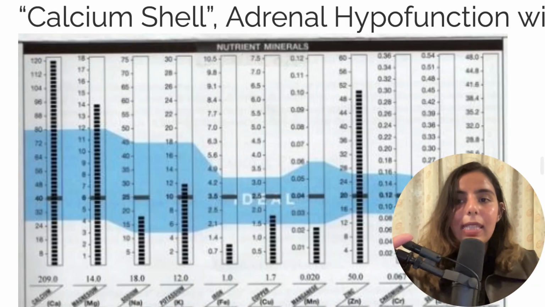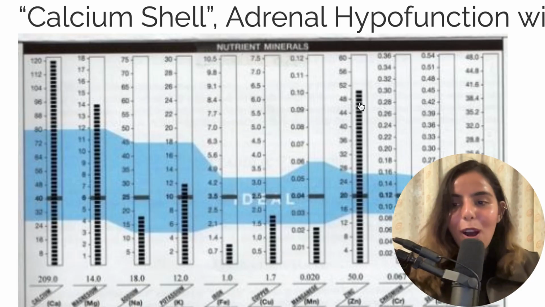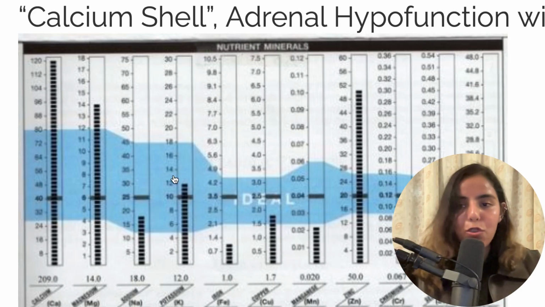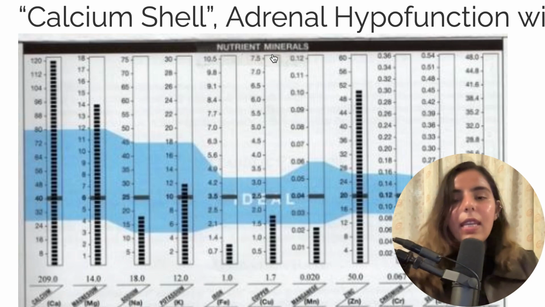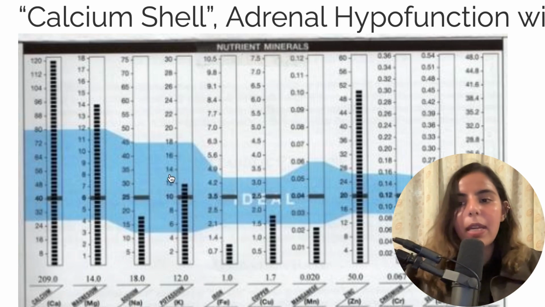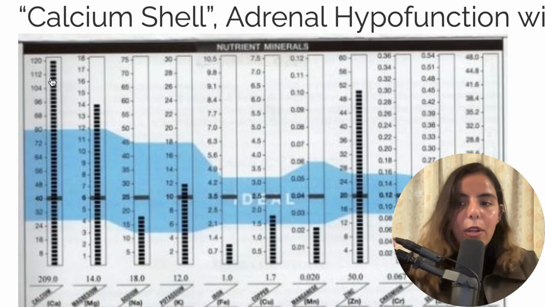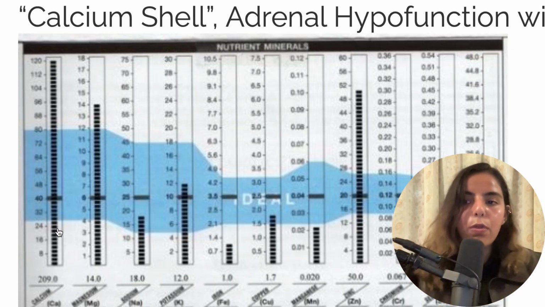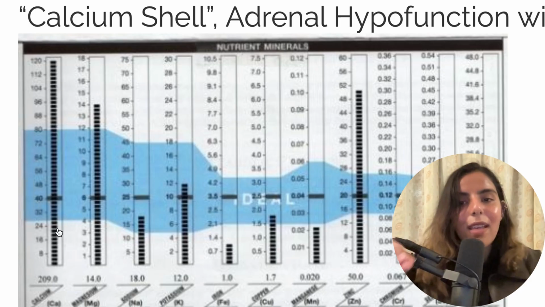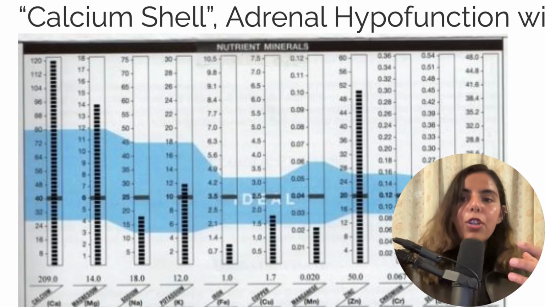And as we can see on another sample report, which I swear to God is so much more common, especially in women with estrogen dominance or estrogen decline, or just some issues with adrenals, fatigue, cortisol, all of that, I see calcium shell more commonly. And this is what we call calcium shell, when soft tissue calcification is happening. So what is happening in this case is calcium is high, but it is high in the soft tissues.